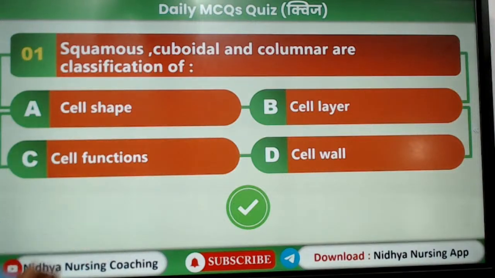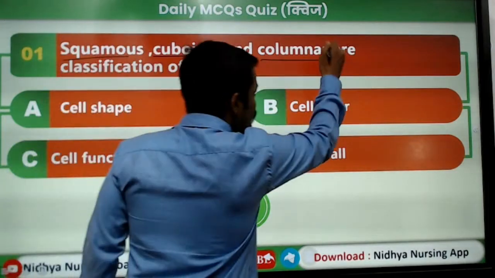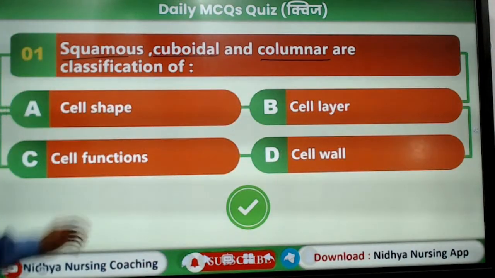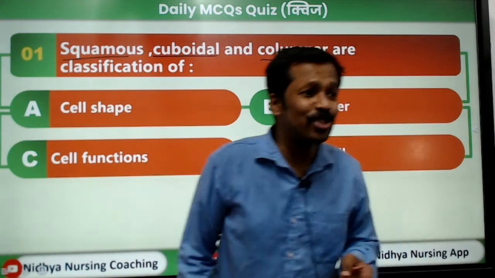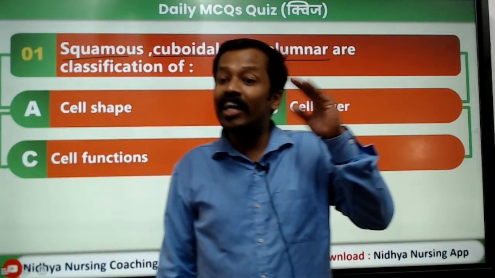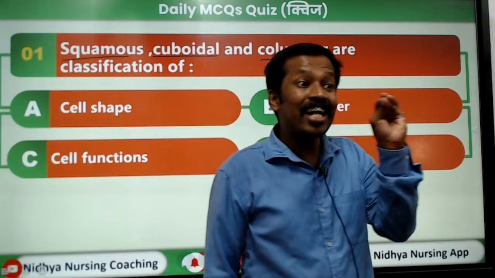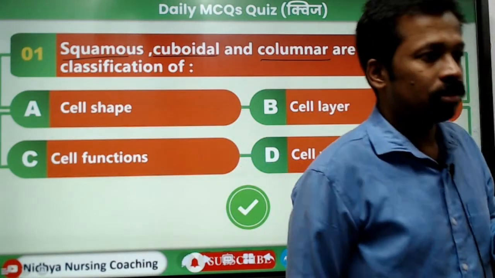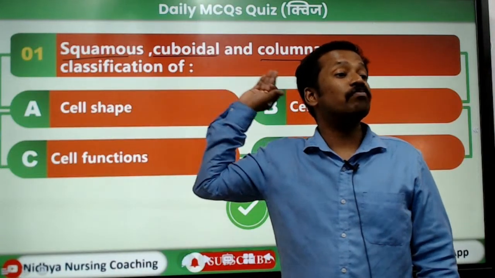Yes. So the first question. Squamous cell, cuboidal cell, columnar cell are classifications of cells. These are different types of cells on the basis of which characteristics? On the basis of which characteristics is this classification made?